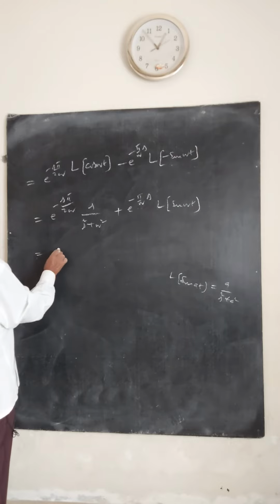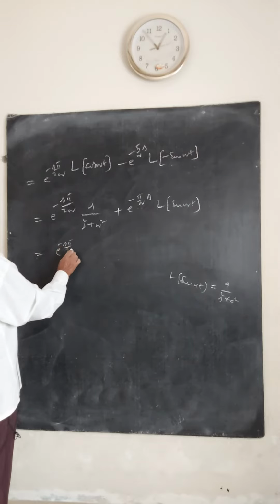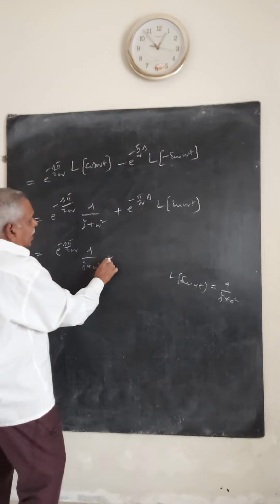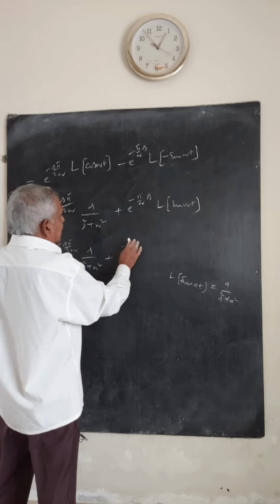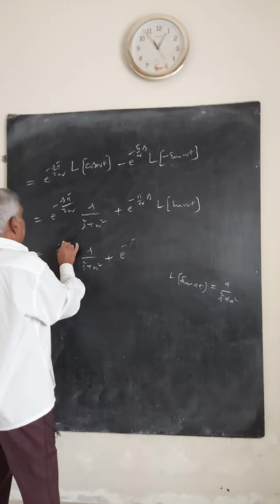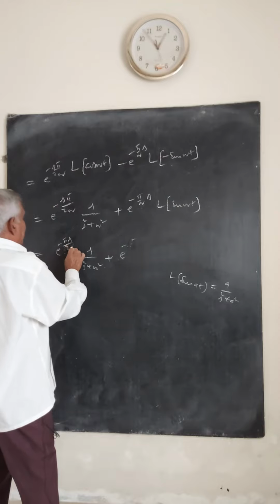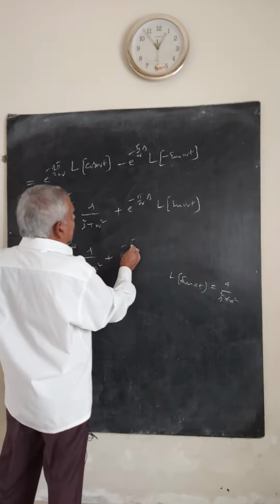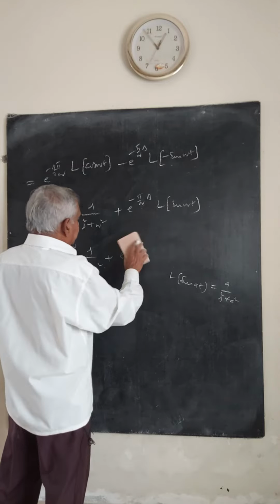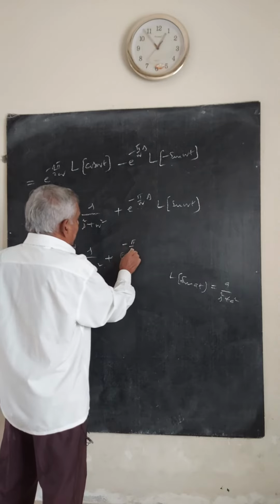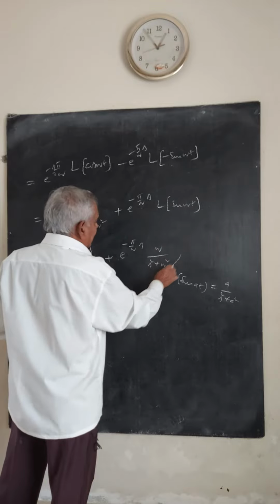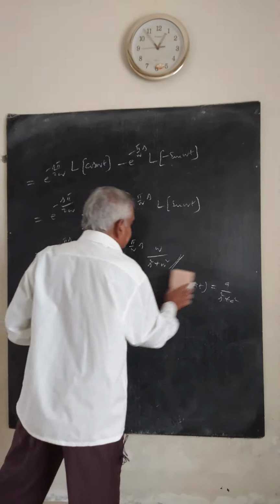Therefore, e power minus s pi by 2 omega, s by s square plus omega square, plus e power minus s pi by omega, in another form we can write, e power minus pi by omega s, omega by s square plus omega square is the answer.